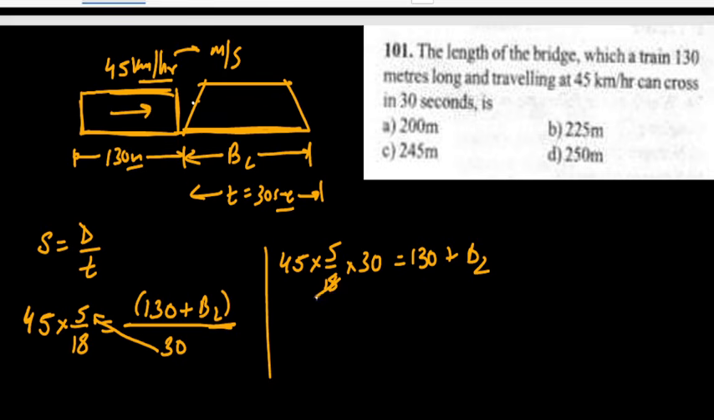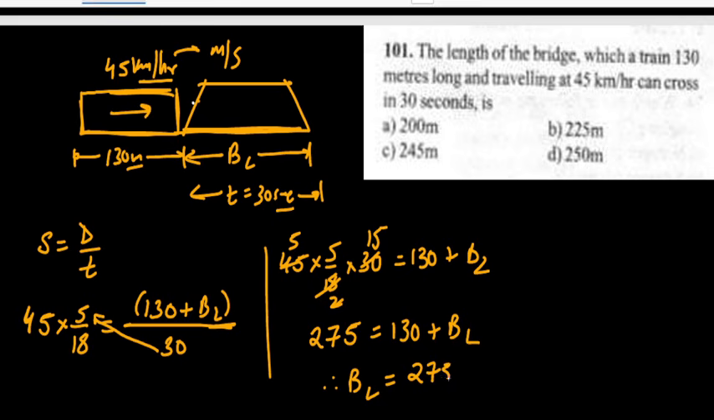If you cancel this term, 9 twos are 18, 9 fives are 45, 2 fifteens are 30. So if you multiply this, 15 fives are 75, 75 times 5 would be 375, and here we have 130 plus the bridge length. Therefore, the bridge length would be how much? You would say 375 minus 130, which is equivalent to 245 meters.